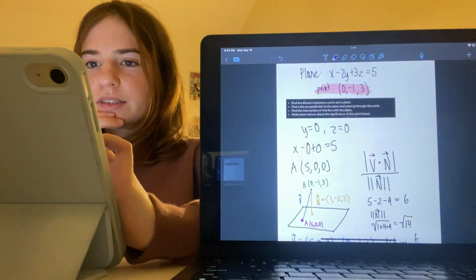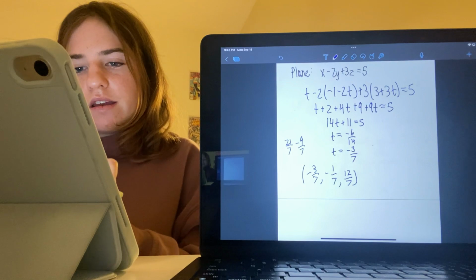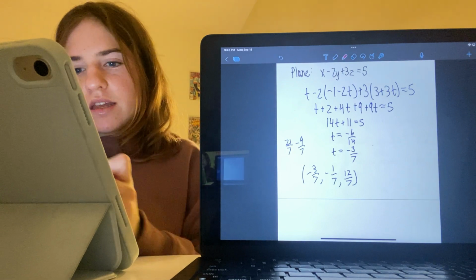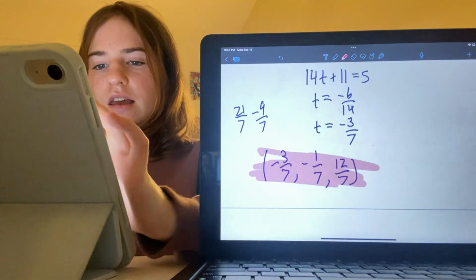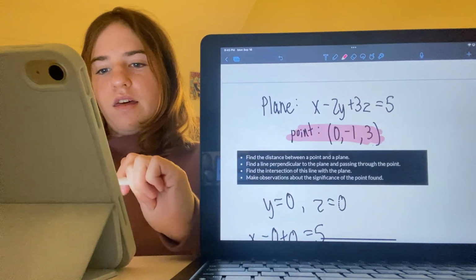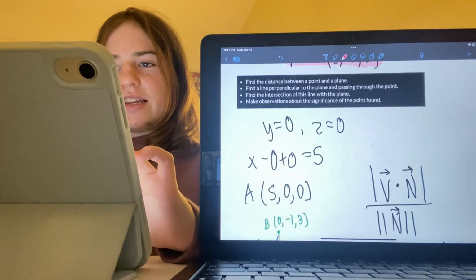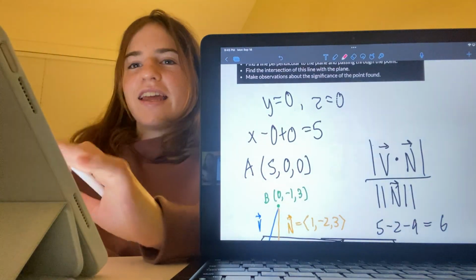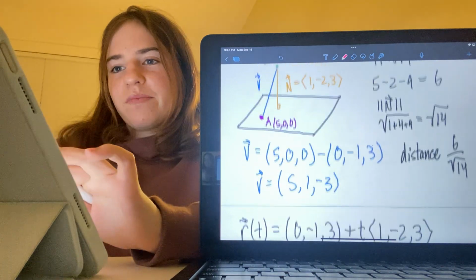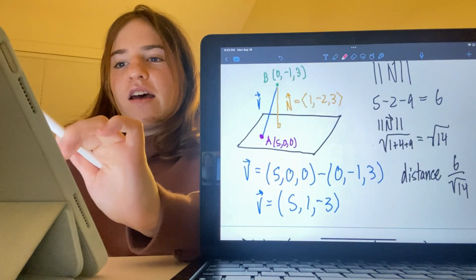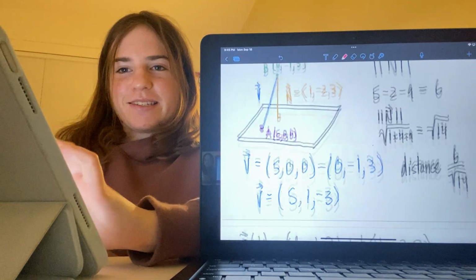And this point right here is going to be the intersection of the line with the plane. And the significance about this point is that it is the closest point on the plane to our given point. It's that closest distance.